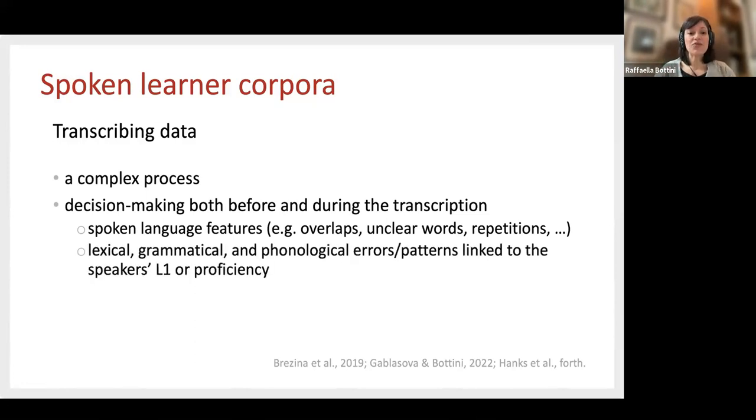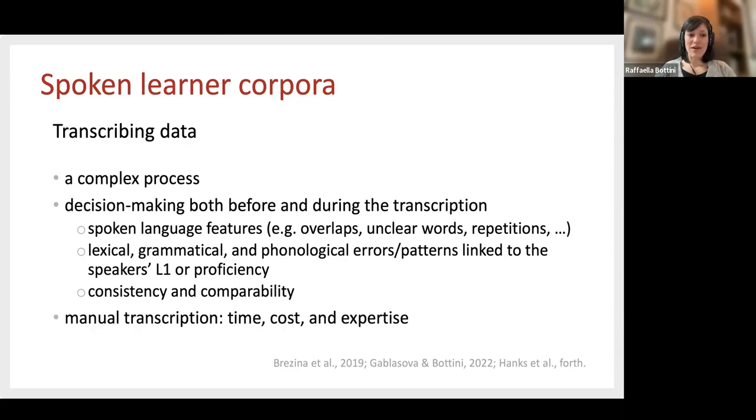How to deal with lexical, grammatical, and phonological errors or patterns that learners produce and that perhaps are linked to a specific group of L1 speakers or a specific proficiency group. And decisions also have to do with the consistency of transcribing conventions and the comparability of corpora. So whenever we produce a spoken language learner corpus, we need to focus on the transcribing conventions, making sure that they are consistent across the corpus and that our corpus is comparable to other ones.